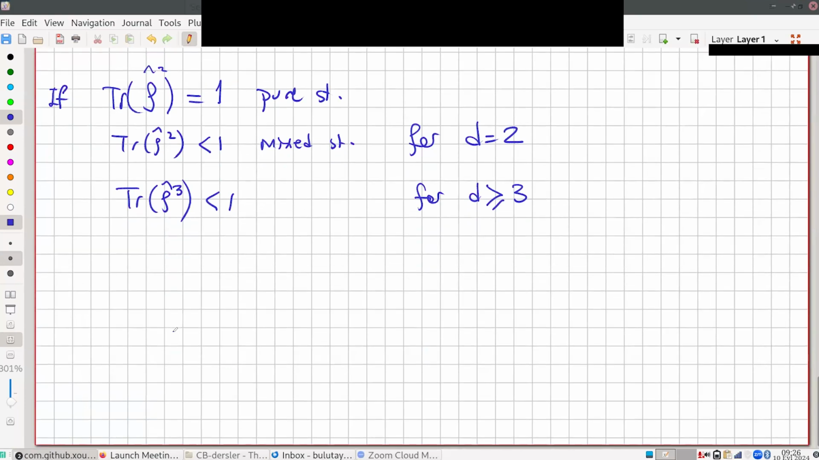For mixed states, there is some jargon you should know: the maximally mixed state.